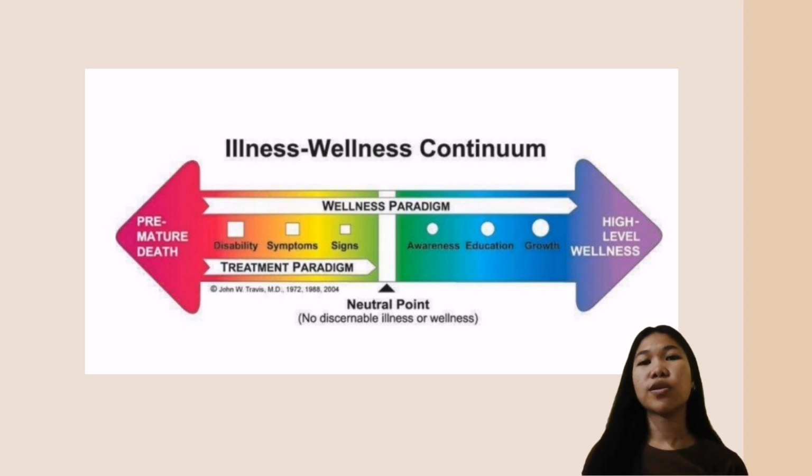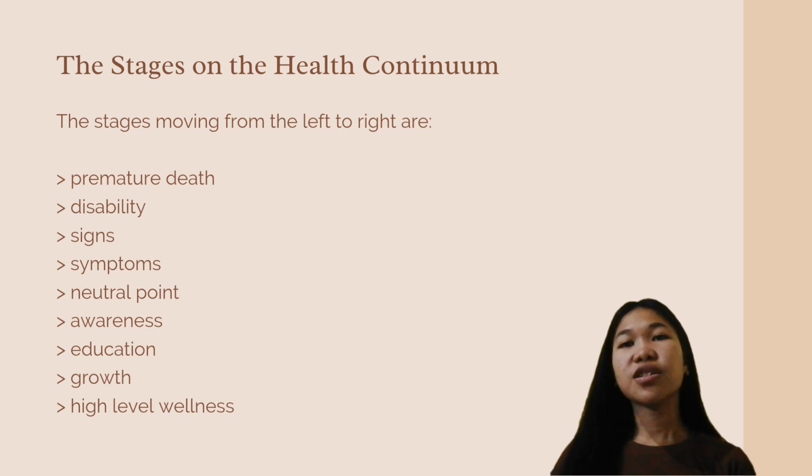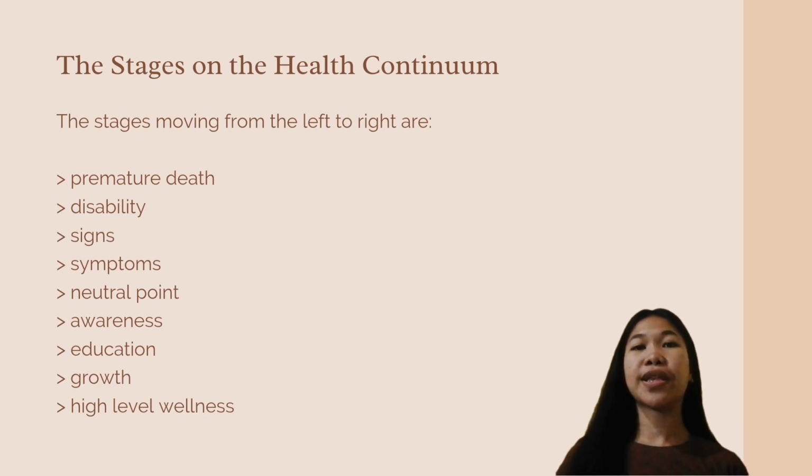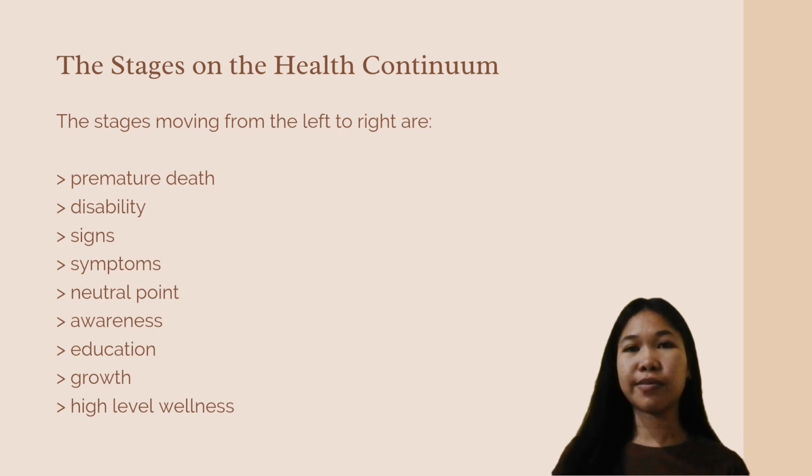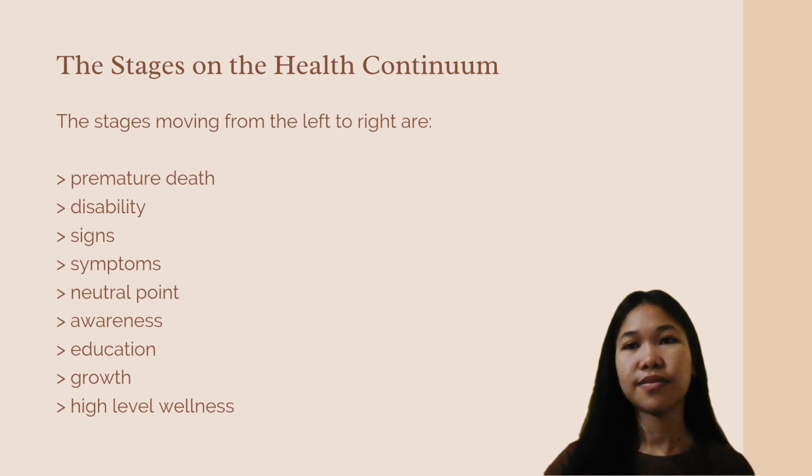The diagram shows a connection between the treatment and wellness paradigms which meet in the middle at the neutral point. As you can see, it is composed of two arrows pointing in opposite directions and joined at a neutral point. The stages on the health continuum, moving from the left to the right, are premature death, disability, symptoms, signs, neutral point, awareness, education, growth, and high-level wellness.